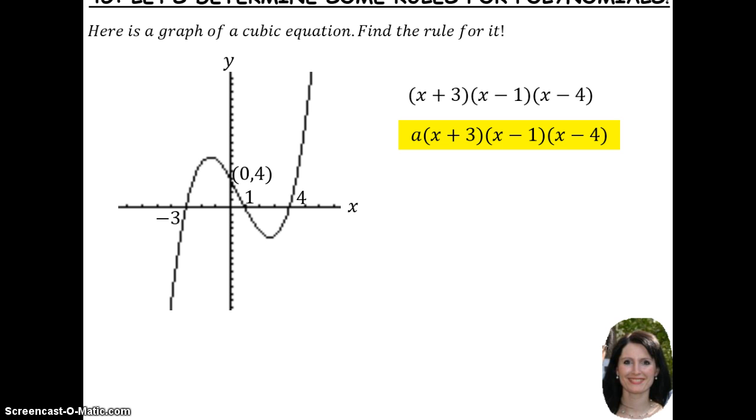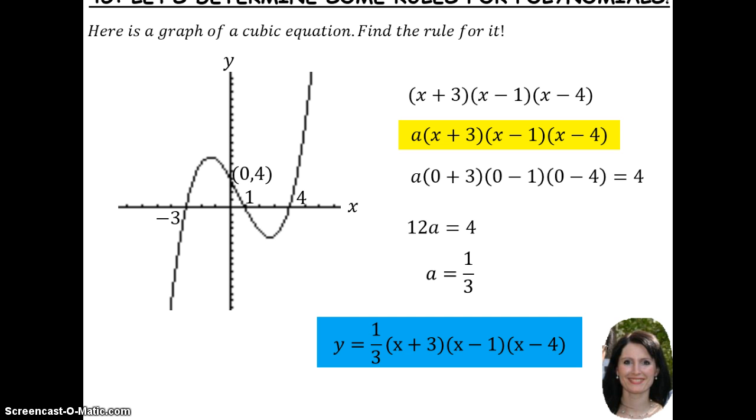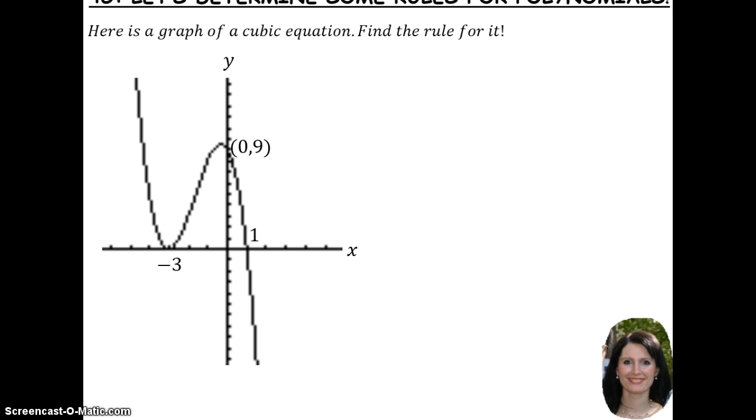And we can do that because we've got a point. Let's substitute in that point. When x is 0, y is 4. Sub it in, and you'll find that 12a will equal 4. Therefore, a equals 1/3. And that's it. You've done it. You now can state the equation of the polynomial to be y equals 1/3, because that's what a is, times x plus 3, x minus 1, and x minus 4. That's it. Not so hard.